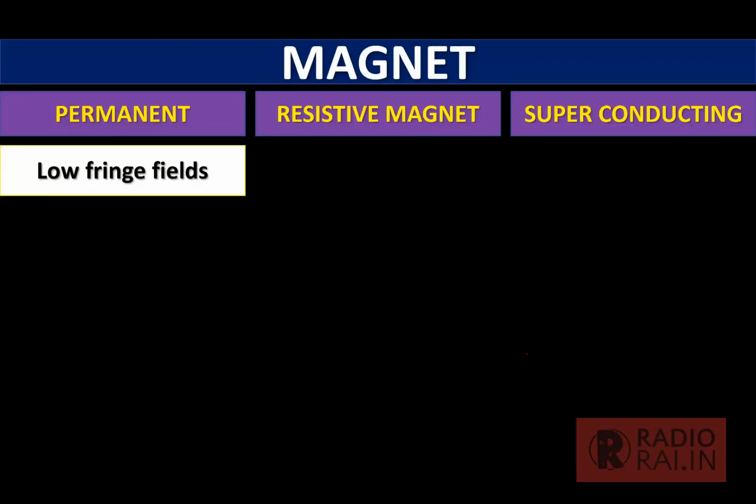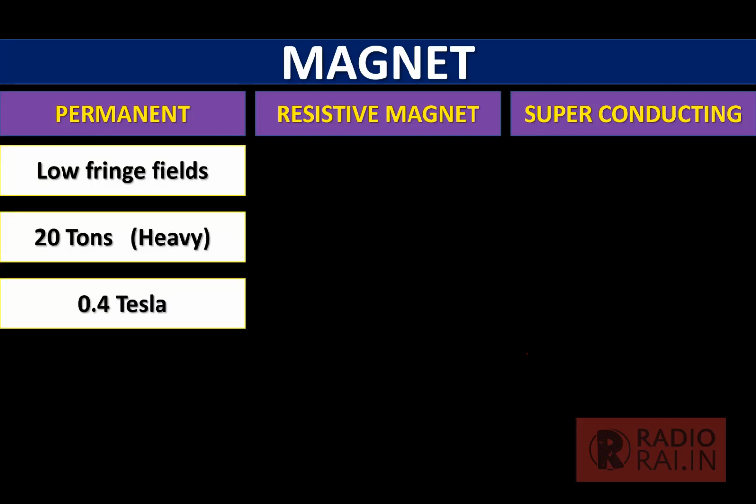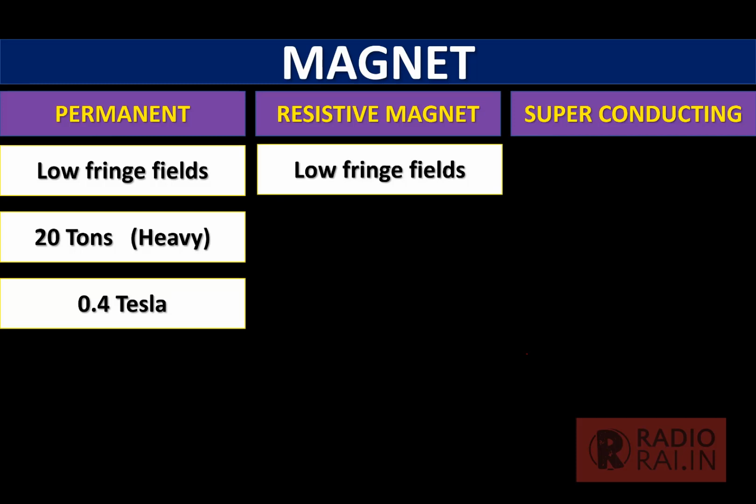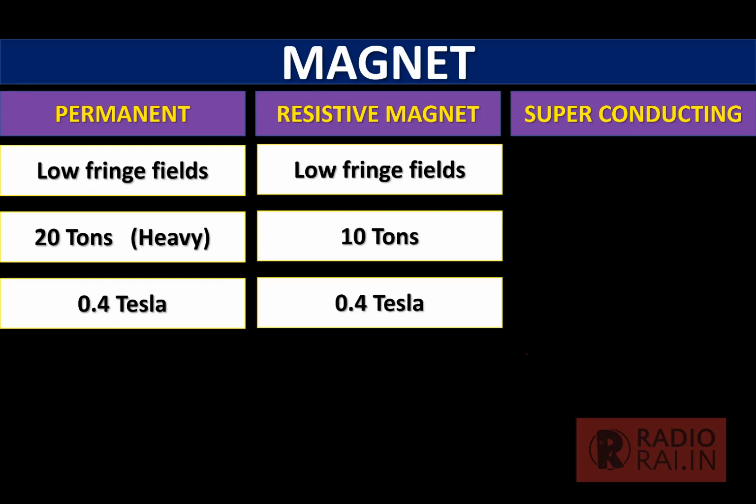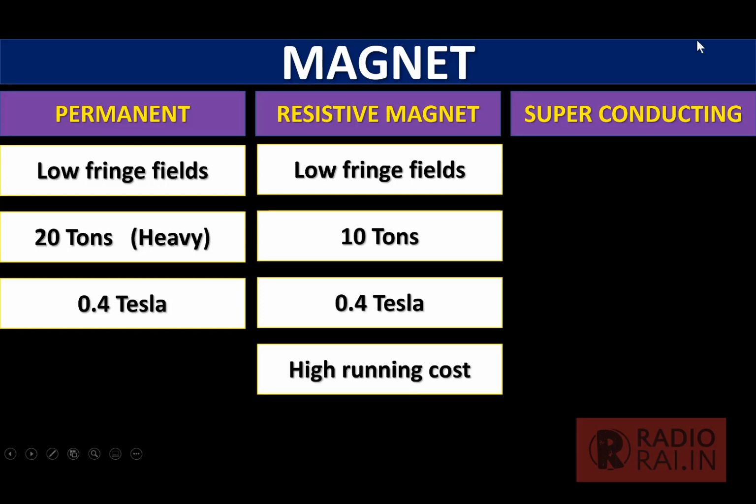Okay, so we had a permanent magnet which produced very low fringe fields, the horseshoe shaped magnet, which was very heavy, but it was producing very low magnetic field. Resistive magnet also was producing very low fringe fields. It was less heavy than the permanent magnet, but it was also producing very low magnetic field, same like the permanent magnet. Then came the superconducting, and it had high running cost.